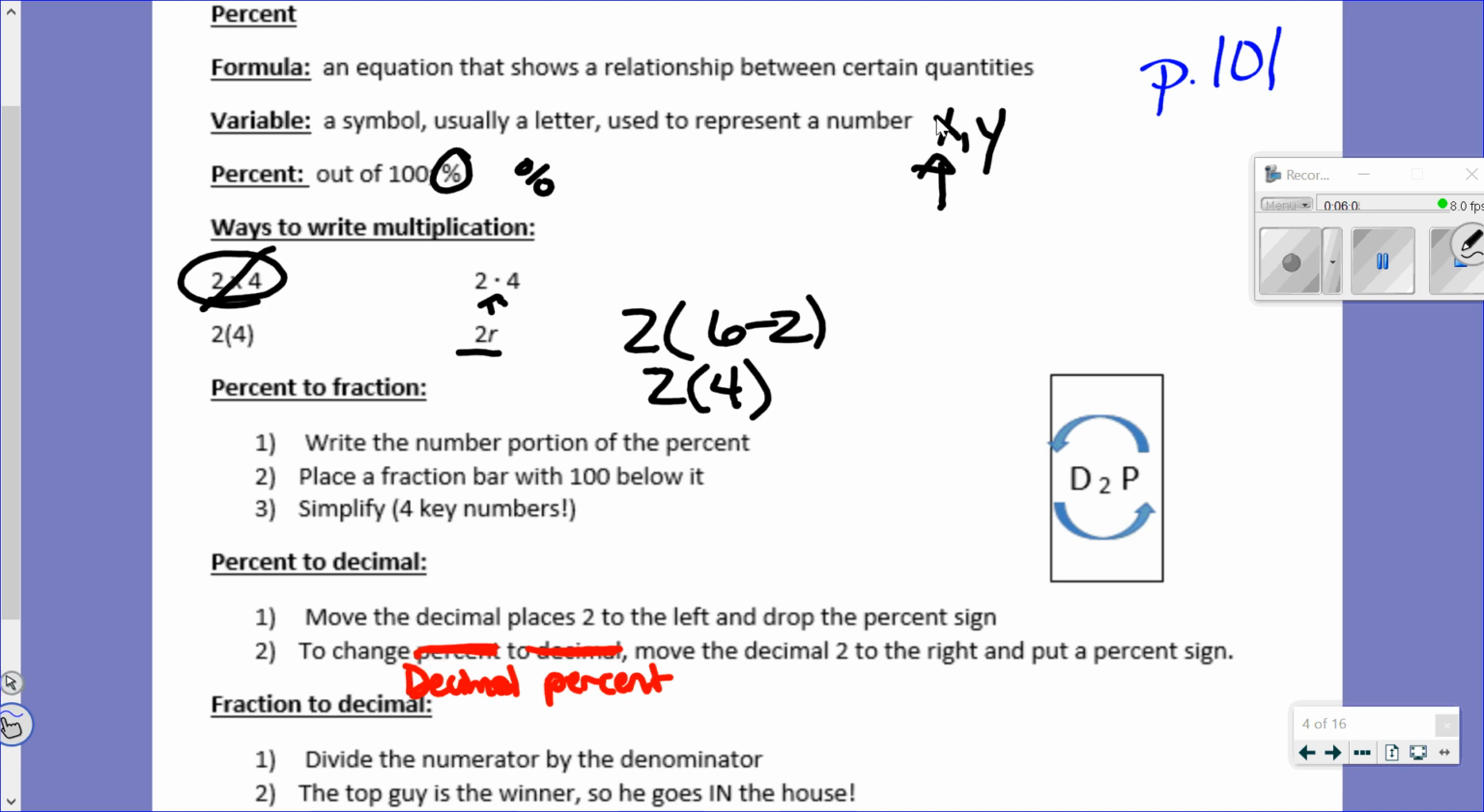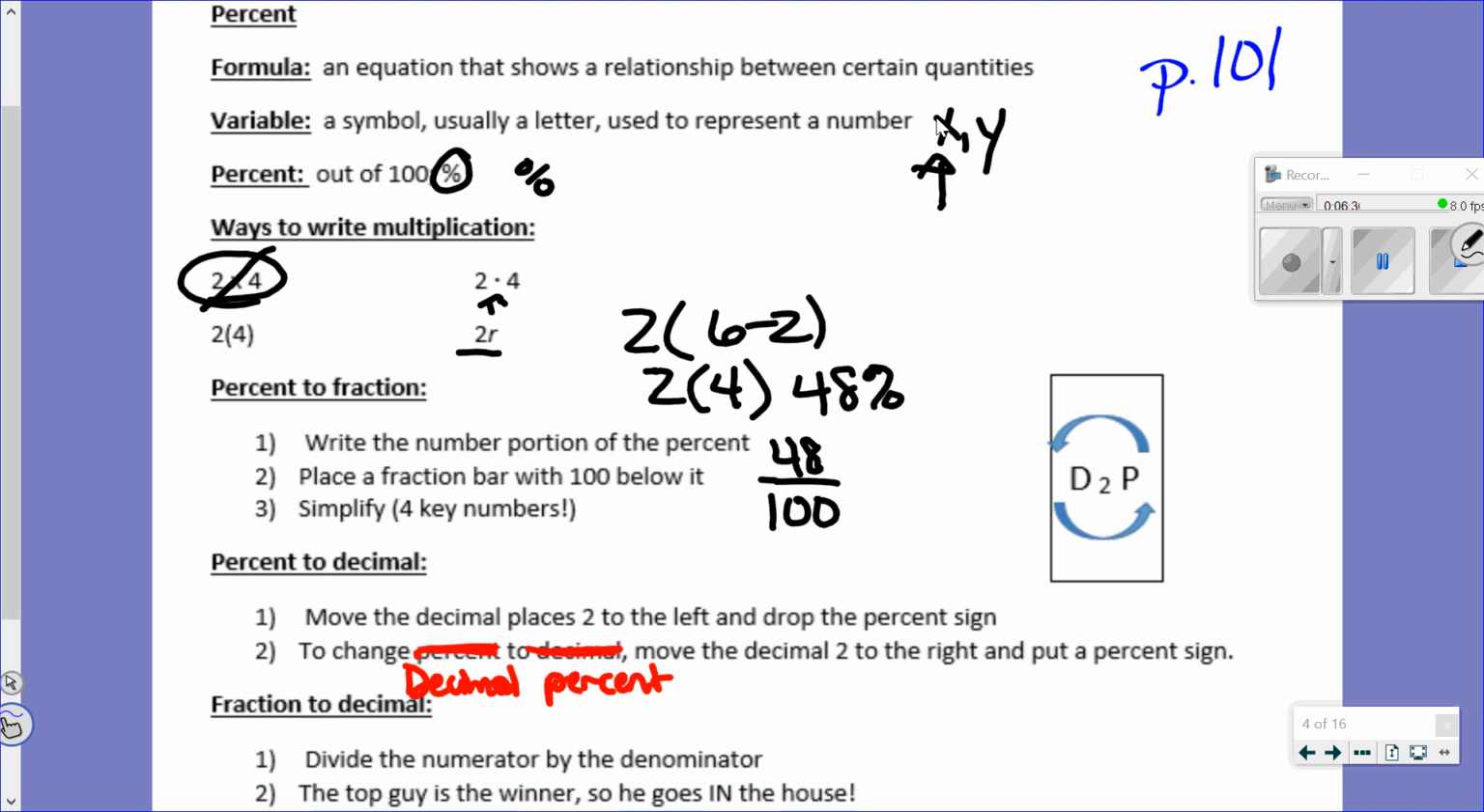So let's take, for example, if I'm going to use 48% and I'm going to try to change it into a fraction. The first thing I do is I write the number portion of the percent. So it's 48%, what's the number portion of it? 48. I just write that, 48. I place a fraction bar with the 100 below it. Why do I put a 100 below it? Because it's percent. Percent by definition is out of 100. Is everybody tracking so far?